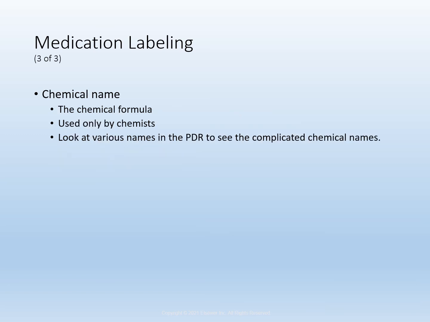Another way to identify drugs is by its chemical name. So this is going to precisely describe the chemical composition and molecular structure of drugs. You're not going to be responsible for knowing these. They're typically not on the label of the medication either. It's really only going to be used by chemists.